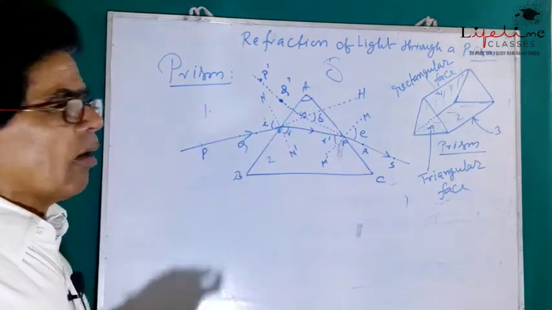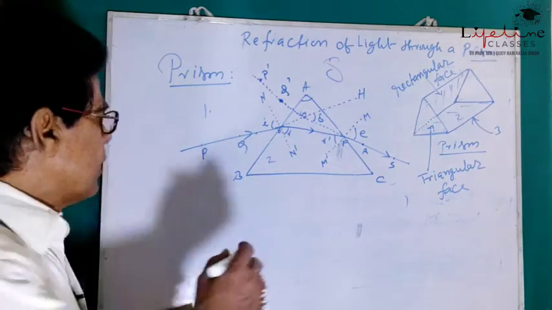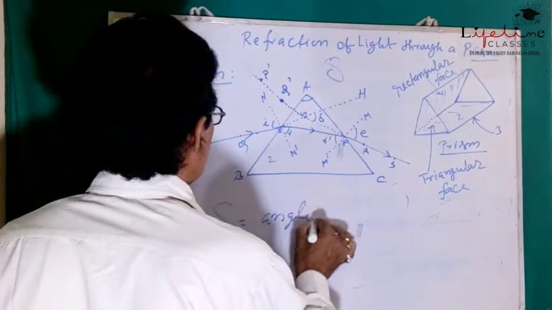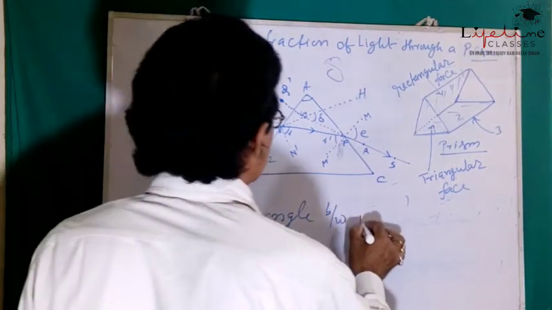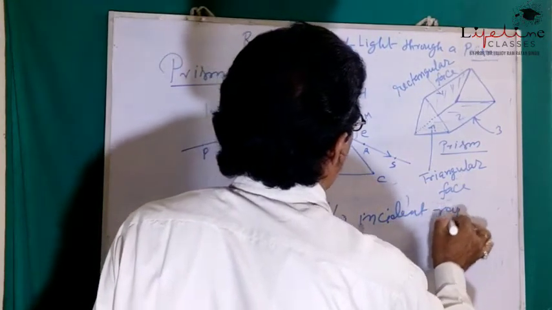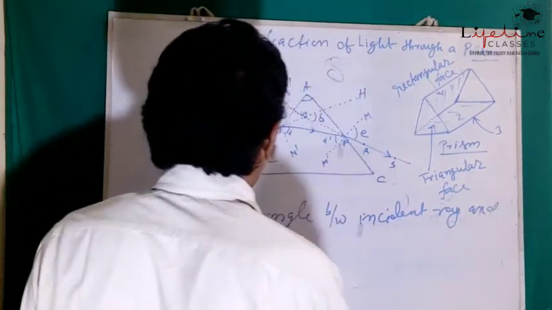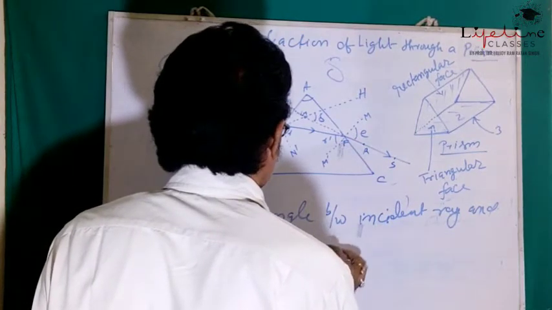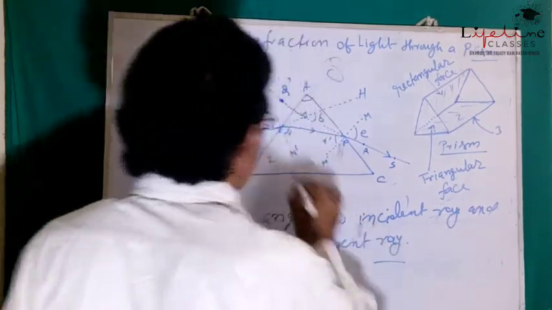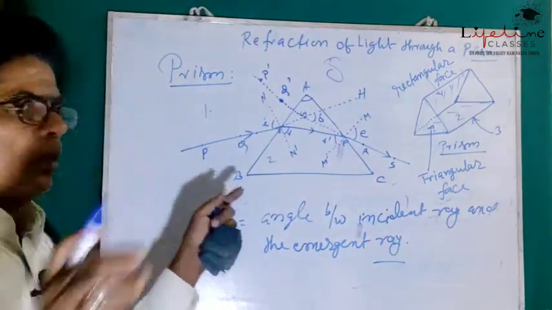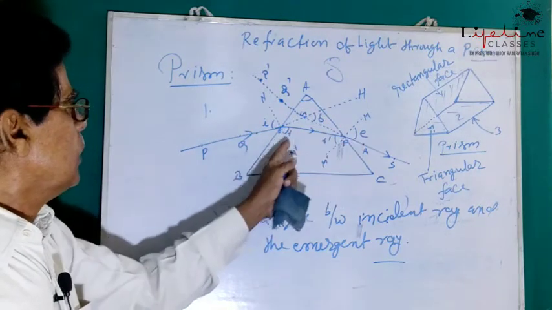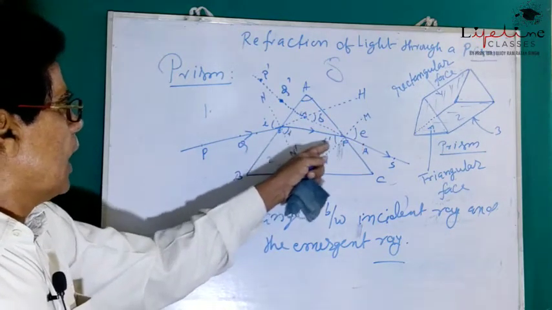So what is the angle of deviation? The angle of deviation, delta, is the angle between the incident ray and the emergent ray. The incident ray is denoted by I and the emergent ray is E. Here these are R and R dash.